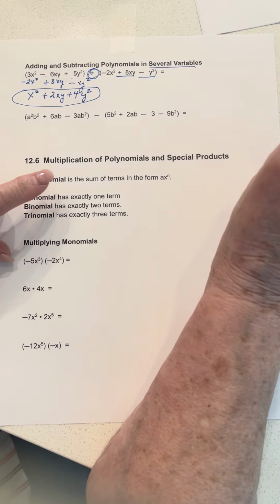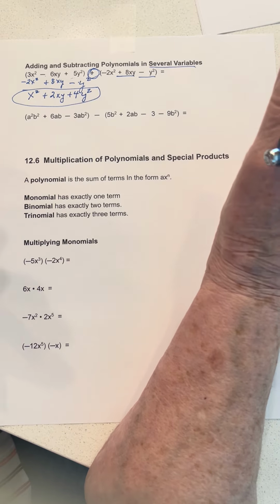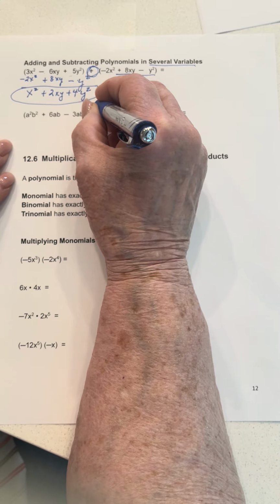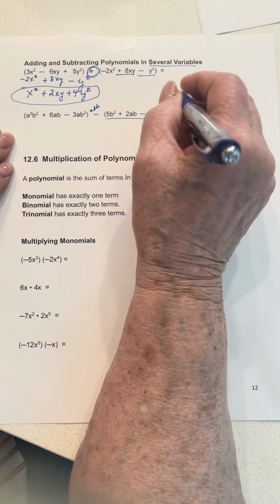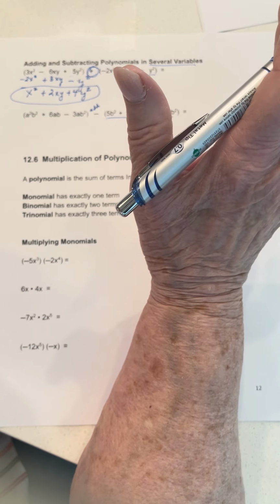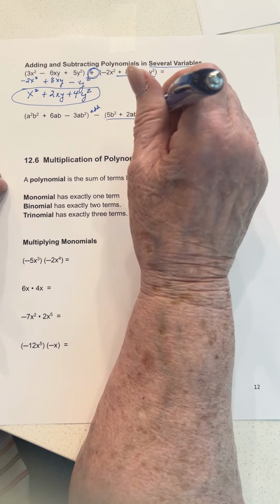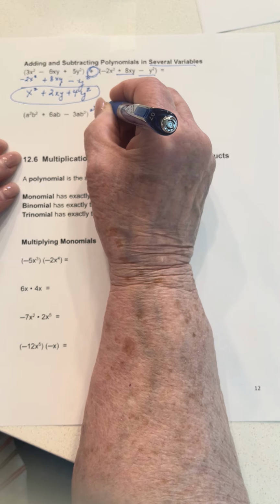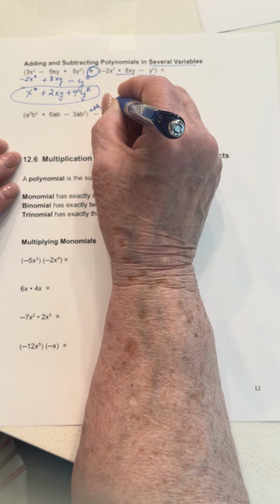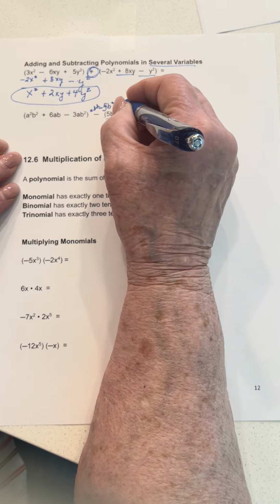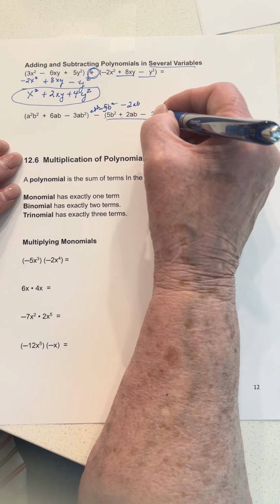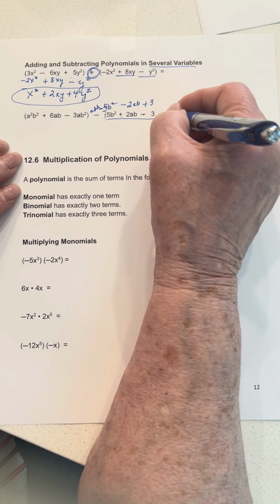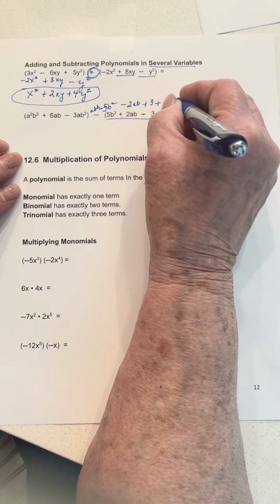Okay, this next one is kind of weird because there's a little typing error, but we're just going to work it like it's written. It is a subtraction problem, so instead of subtracting this, we're going to add the opposite. So we're going to change the signs of every term, all 4 terms. So instead of positive 5b squared, it's going to be negative 5b squared. Instead of a positive 2ab, it will be a negative 2ab. Instead of a negative 3, it's going to be plus 3. Instead of a negative 9b squared, it will be a positive 9b squared.